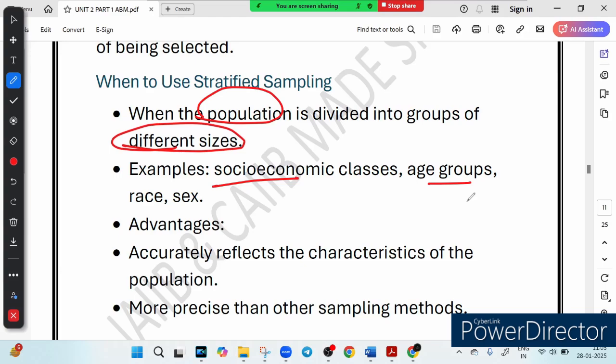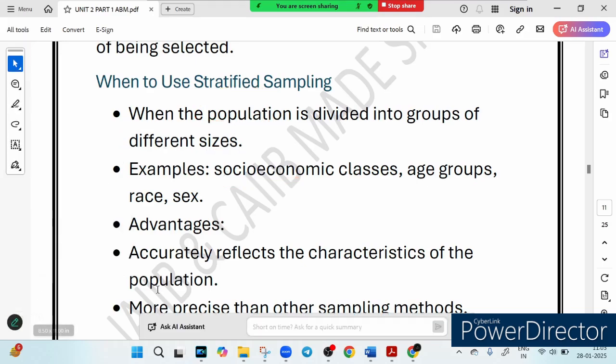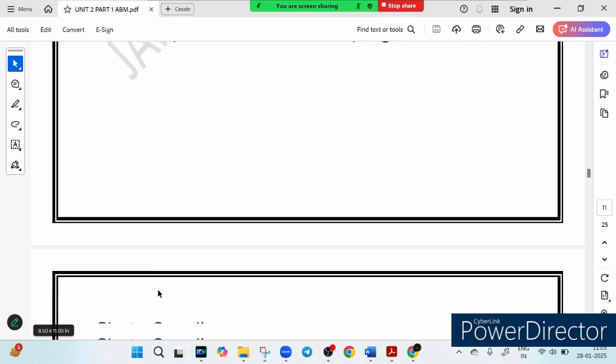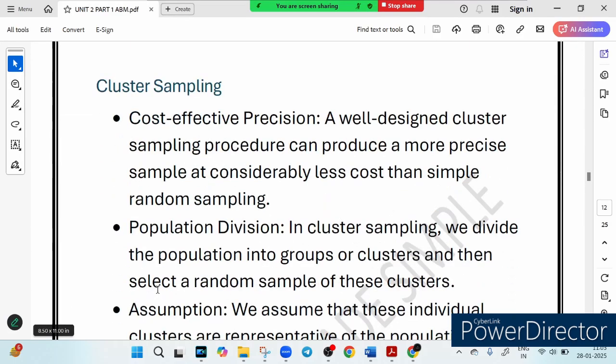So here is the real magic. Stratified sampling not only gives you more precise results, but it also accurately reflects the characteristics of the population, so you can make decisions with great confidence. I hope this explanation helps you understand stratified sampling, which is more precise than other sampling methods. Then we have something called cluster sampling. Let's talk about it.